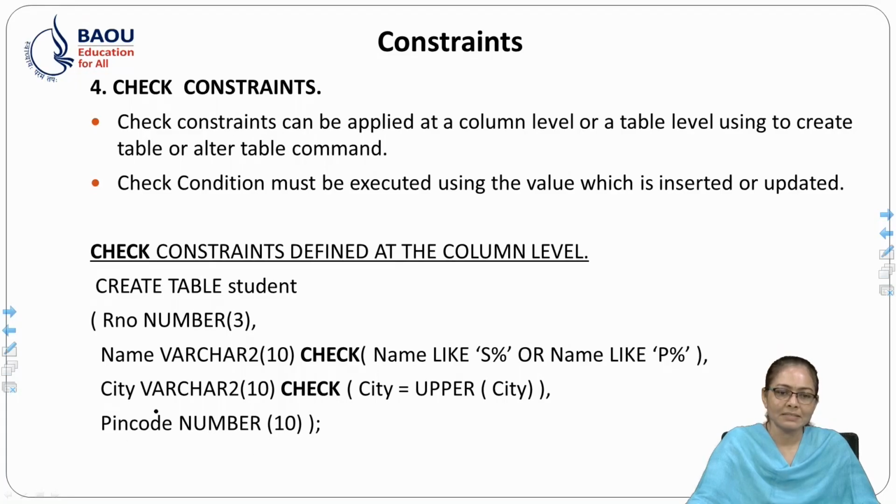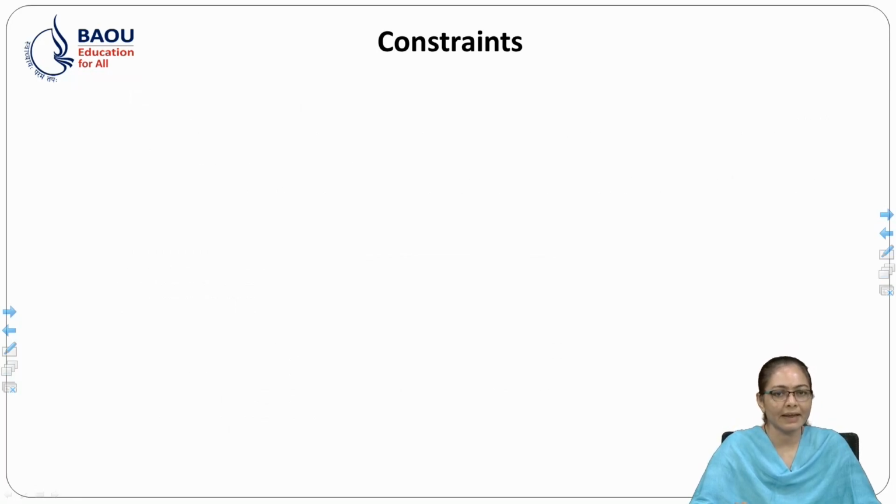comma, then city varchar2 10, then check constraint, check in the bracket column city is equal to upper. Upper is a function name we will see in a later session. The upper in the bracket city means if we put a value in city, it converts it into an uppercase letter or a capital letter. At the end, pin code number and the size and then the bracket is closed. So here we see the check constraint is applied like this. Now, the check constraint defined at the table level.